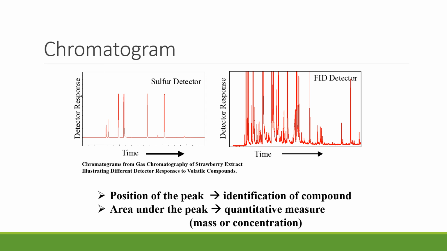All right. And if a universal type detector is used, such as a flame ionization detector, the chromatogram may contain hundreds of peaks, like what you see on the right. While if it's a specific detector, like the sulfur detector, is used, only a few peaks may appear.